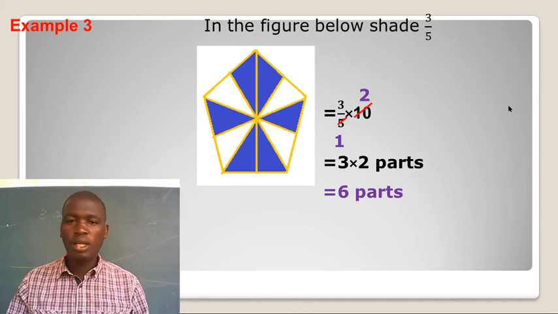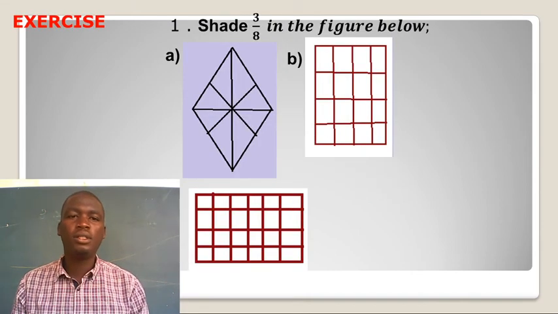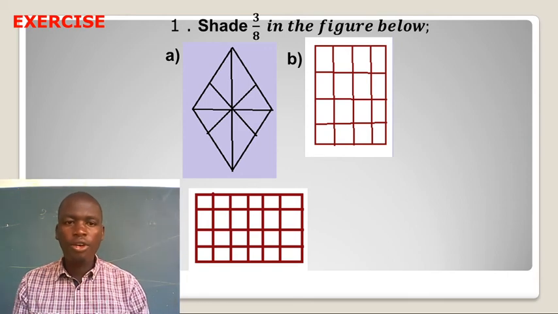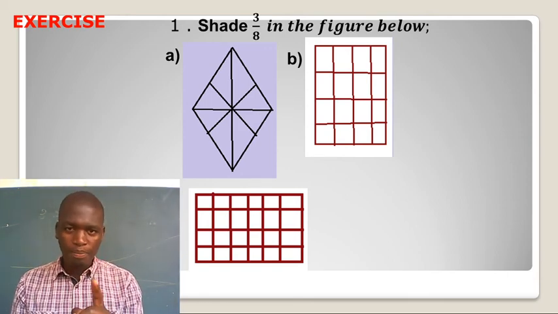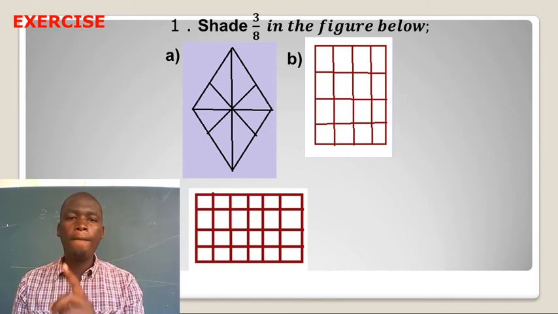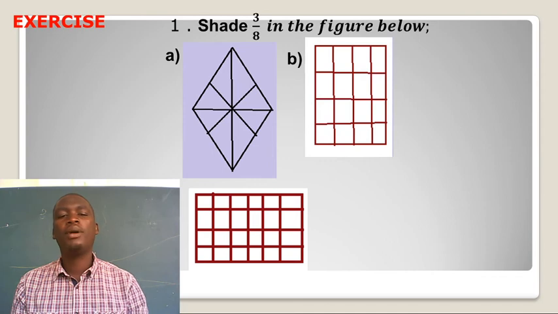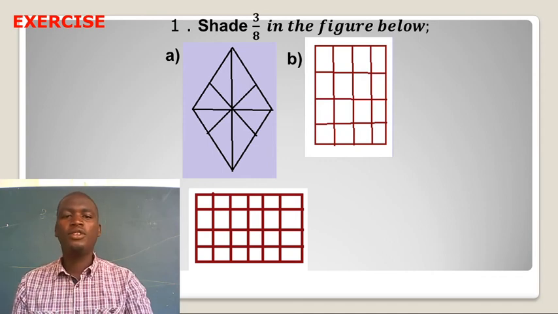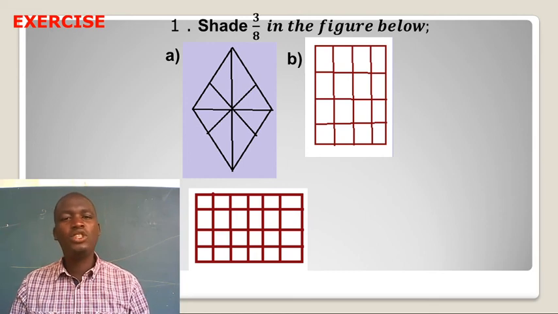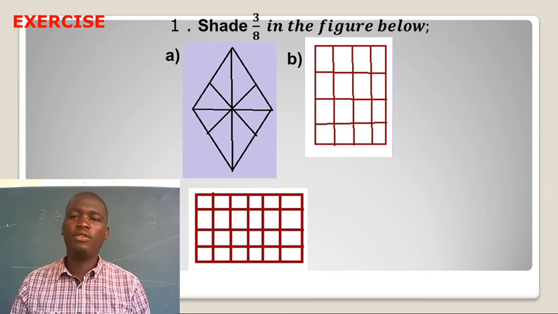Next is our work, the exercise. I've given you only one number. Shade 3 out of 8 in the figure below. So the figures are there: we have A, B, C, and part D is also there. You're supposed to shade all of them. Please count the number of parts and make sure you follow the example very well. So you're supposed to shade 3 out of 8.